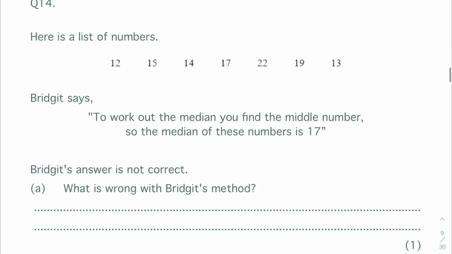Here is a list of numbers. Bridget says to work out the median, you find the middle number, so the middle number is 17. So what she's done, she's looked at these numbers, she's crossed off either side, 3 from each side, and found the middle, which is 17. But of course that's wrong, because when you find the median, you have to put the numbers in order first. So what we should have done is 12, and then 13, 14, 15, 17, 19, 22. So actually the median would be 15.